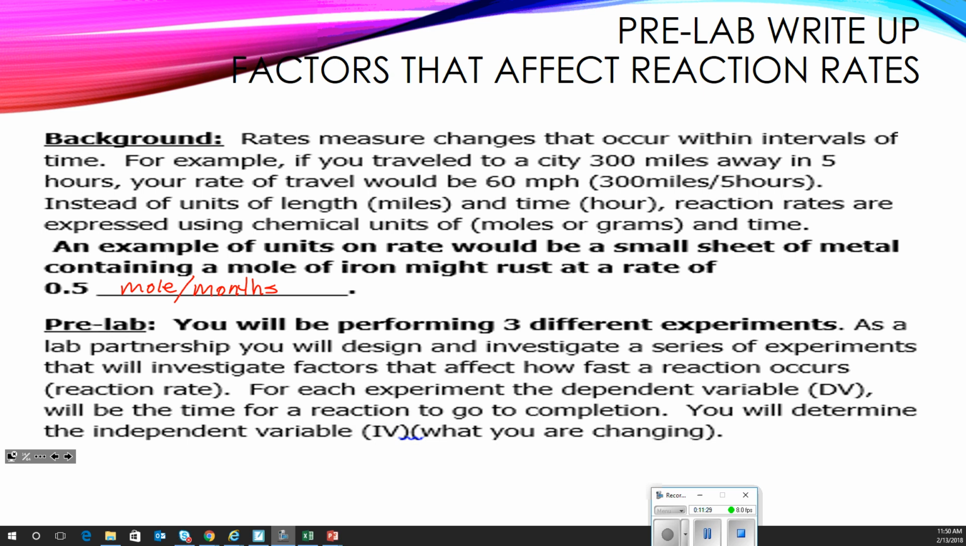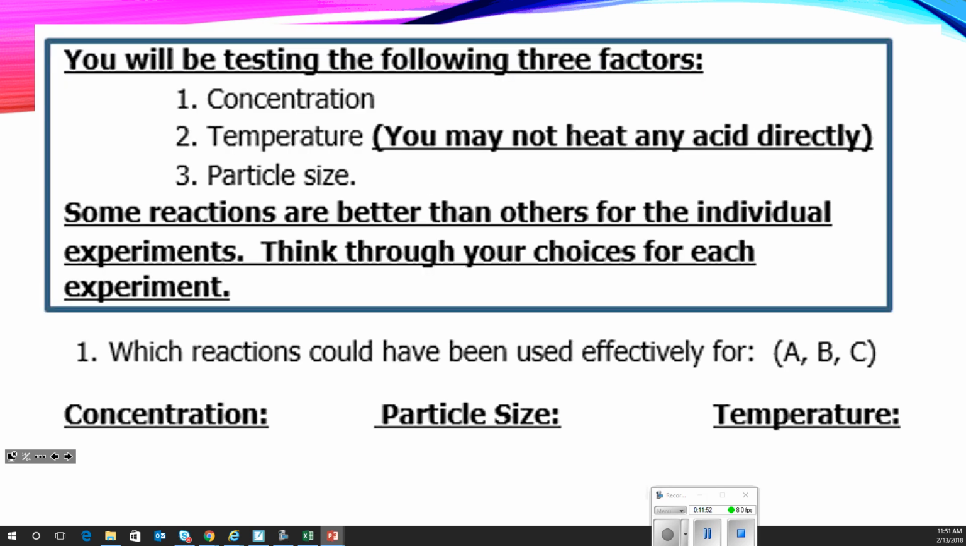Okay, we're going to be doing 3 different experiments. You and your partner have got to figure out how you're going to tweak it. I tweaked these up here by changing the temperature. They've both had stirring rods in them. I used about the same amount of dry ice in each of them. You're going to be messing with temperature, concentration, and particle size. Those 3 things. That's it. But we'll be doing 3 different experiments.